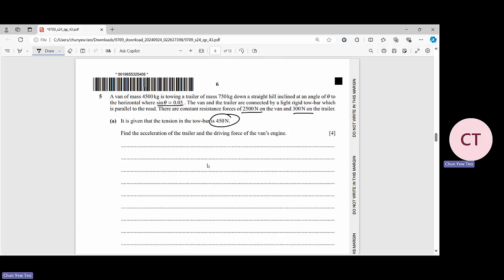Given that the tension in the tow bar is 450 Newton, find the acceleration of the trailer and the driving force of the van's engine.